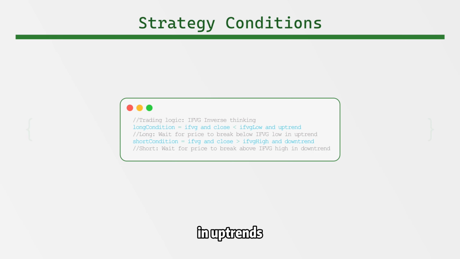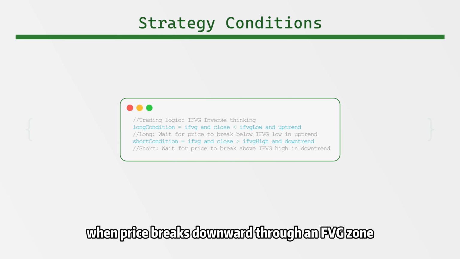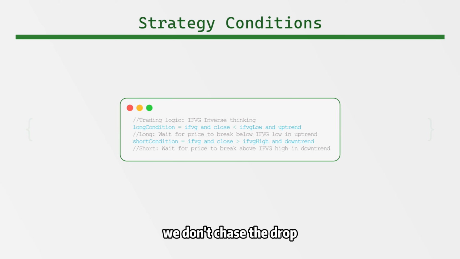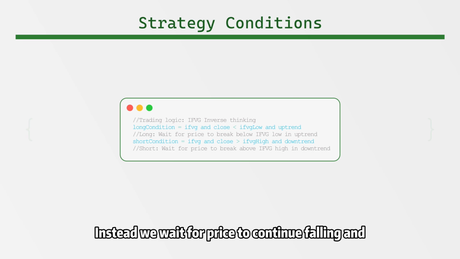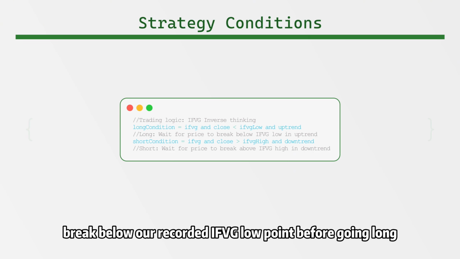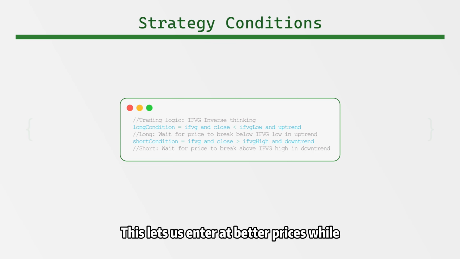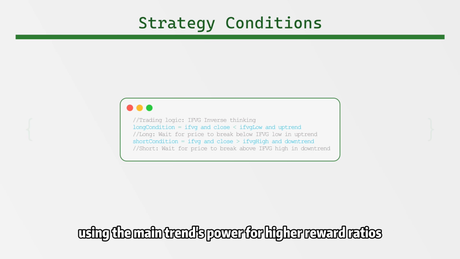In simple terms, in uptrends, when price breaks downward through an FVG zone, we do not chase the drop. Instead, we wait for price to continue falling and break below our recorded IFVG low point before going long. This lets us enter at better prices while using the main trend's power for higher reward ratios.